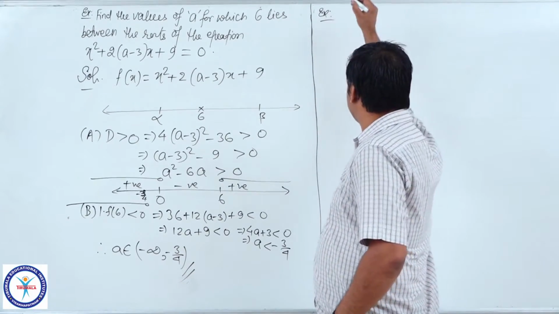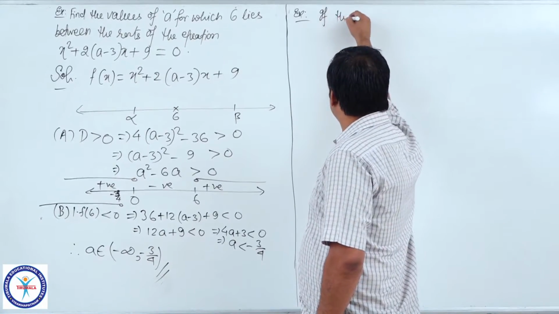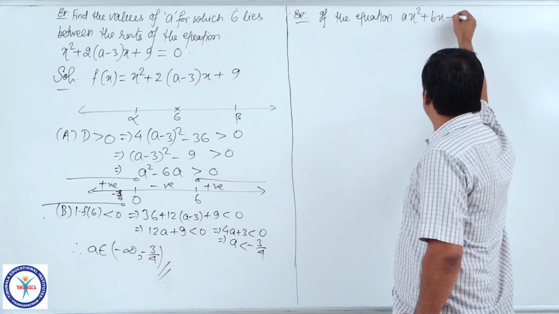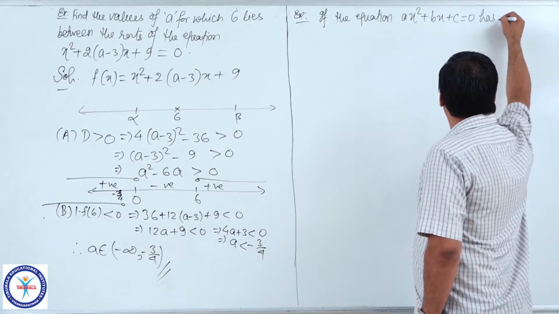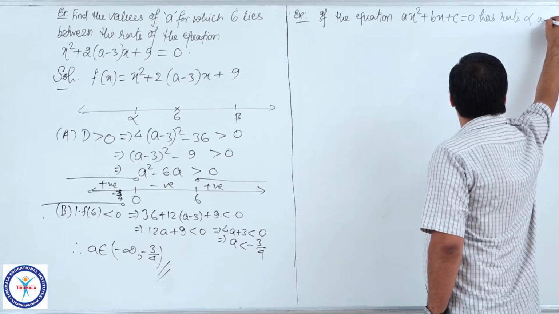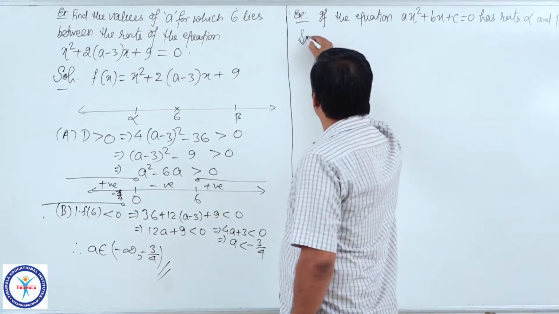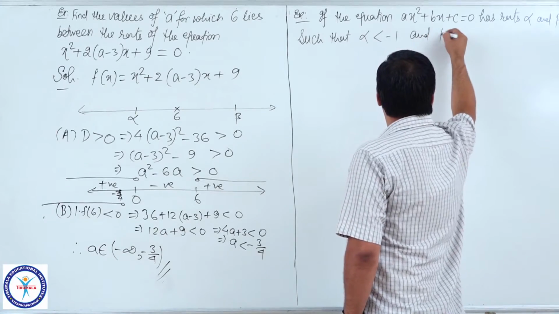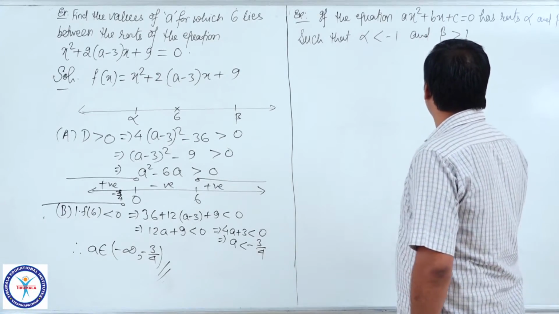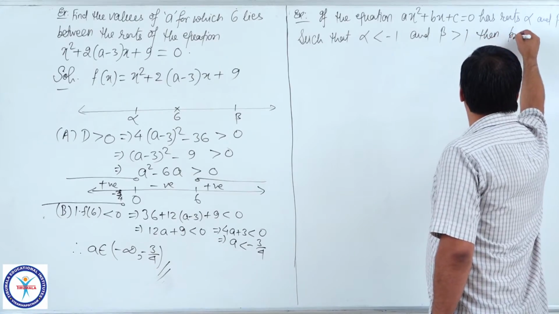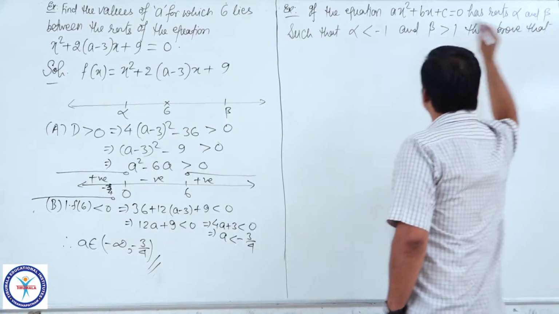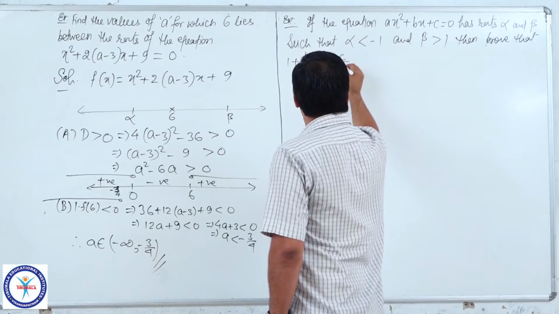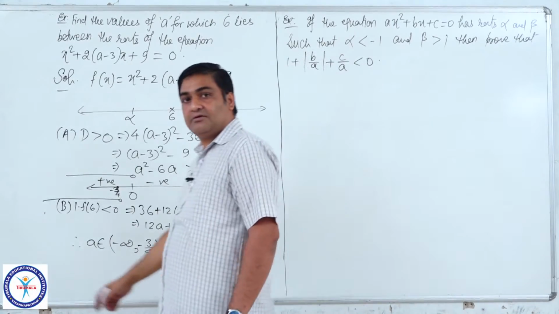Let's write another example. If the equation ax square plus bx plus c equal to 0 has roots alpha and beta such that alpha less than minus 1 and beta greater than 1, then prove that 1 plus mod b by a plus c by a less than 0.